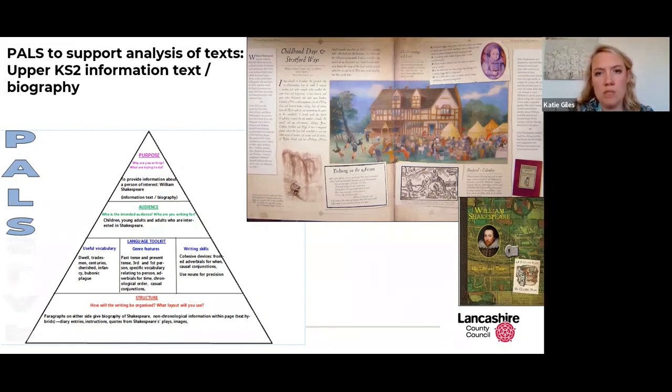So we have some diary entries. We have a diary entry here. We have some instructions. We have some quotes from Shakespeare's plays. We have some images as well. Okay, so you can see how this is a biography information text hybrid. And you can see how using that PALS grid has helped us to analyse that text closely.